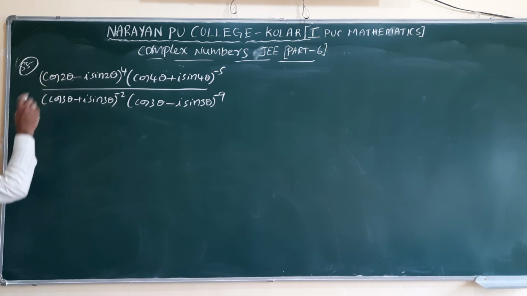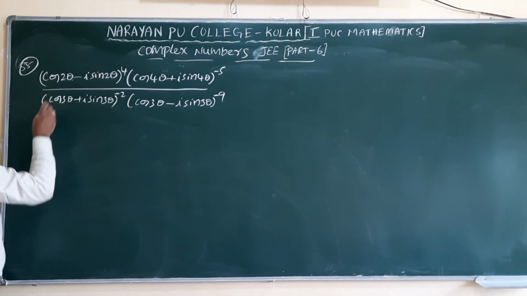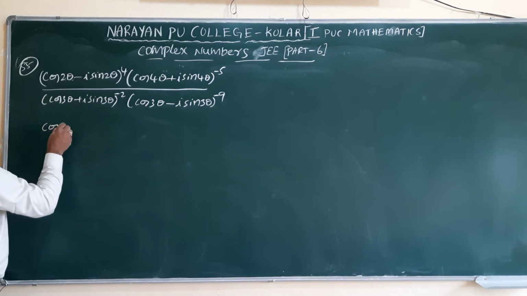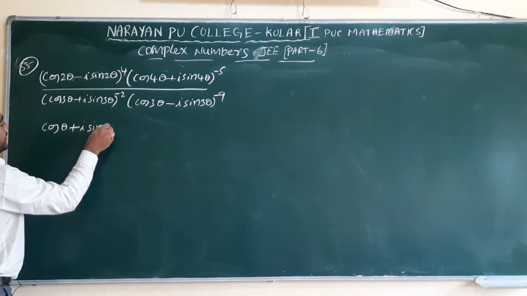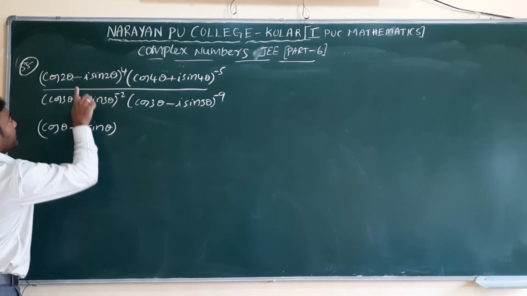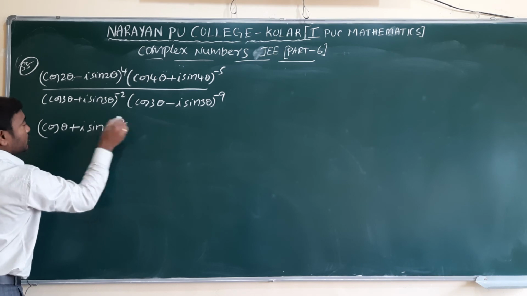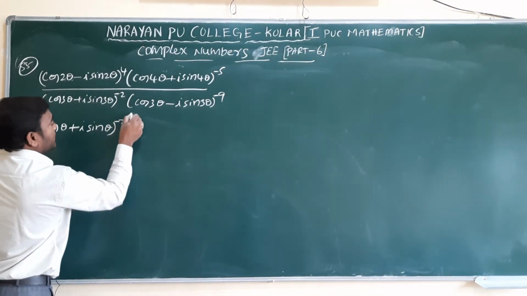Here, it can be written like this. By applying De Moivre's theorem, it can be written as (cos theta plus i sin theta) whole power minus 2, whole power 4.